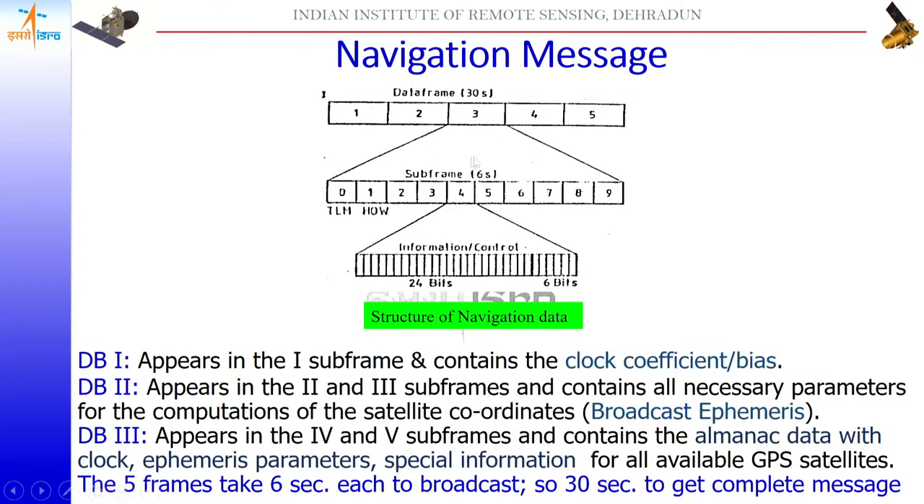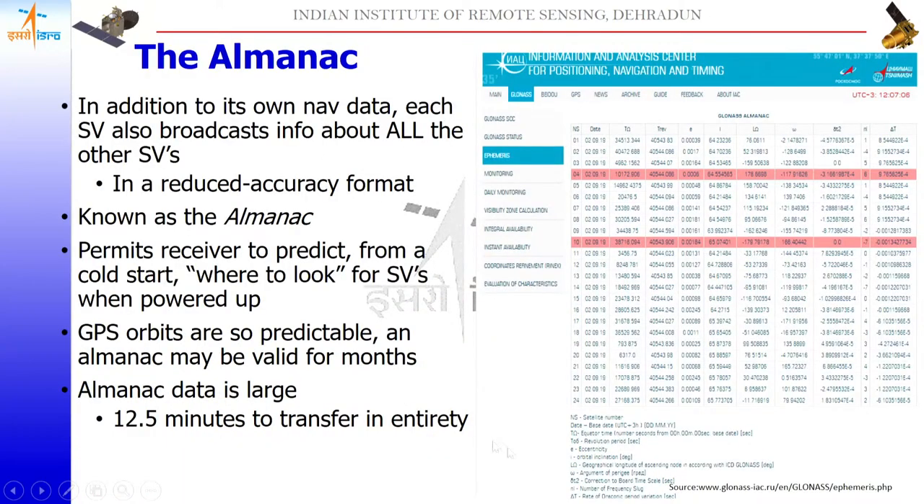So this is the structure of the navigation message. This has db1, db2, db3, the clock bias coefficient, broadcast ephemeris, then almanac data. All these are embedded in the navigation message. So this is the almanac. Basically, the almanac provides you information about orbit, satellite position, and other important information.